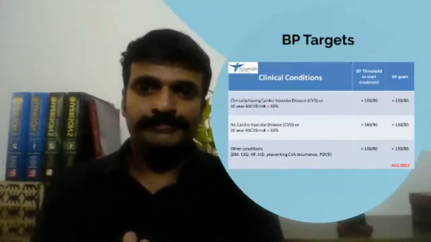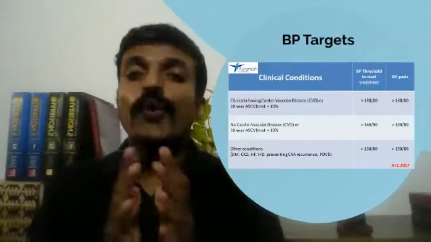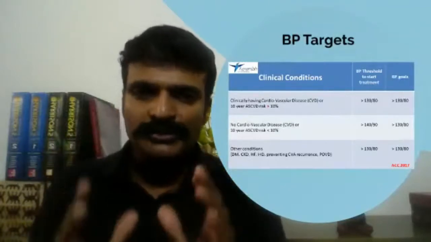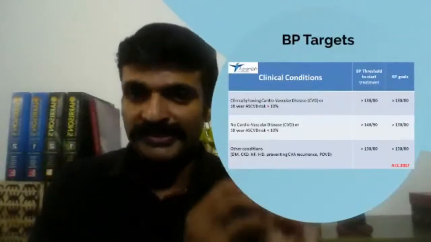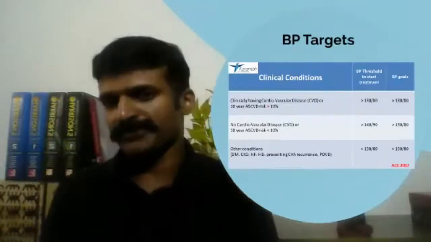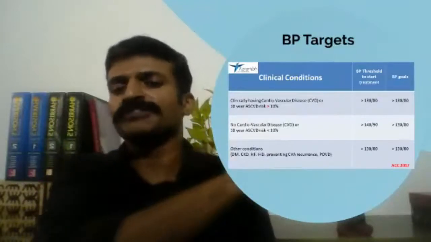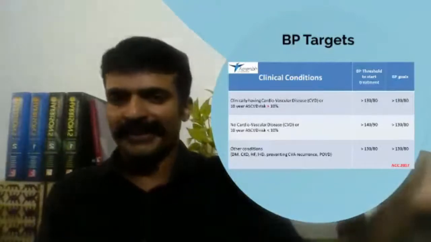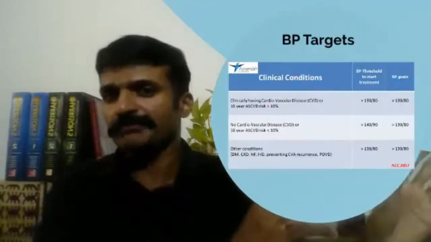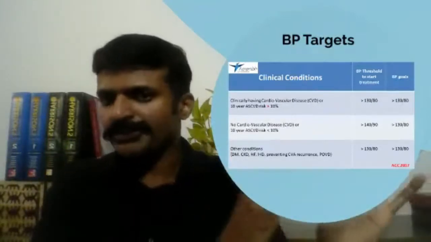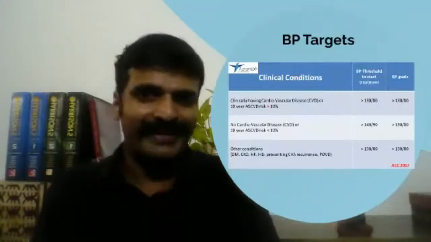In short, in patients who have an atherosclerotic cardiovascular disease risk of less than 10%, you start treatment only once the pressure goes beyond 140 by 90. That is, you start drug treatment. Your aim in all conditions is to keep it less than 130 by 80.